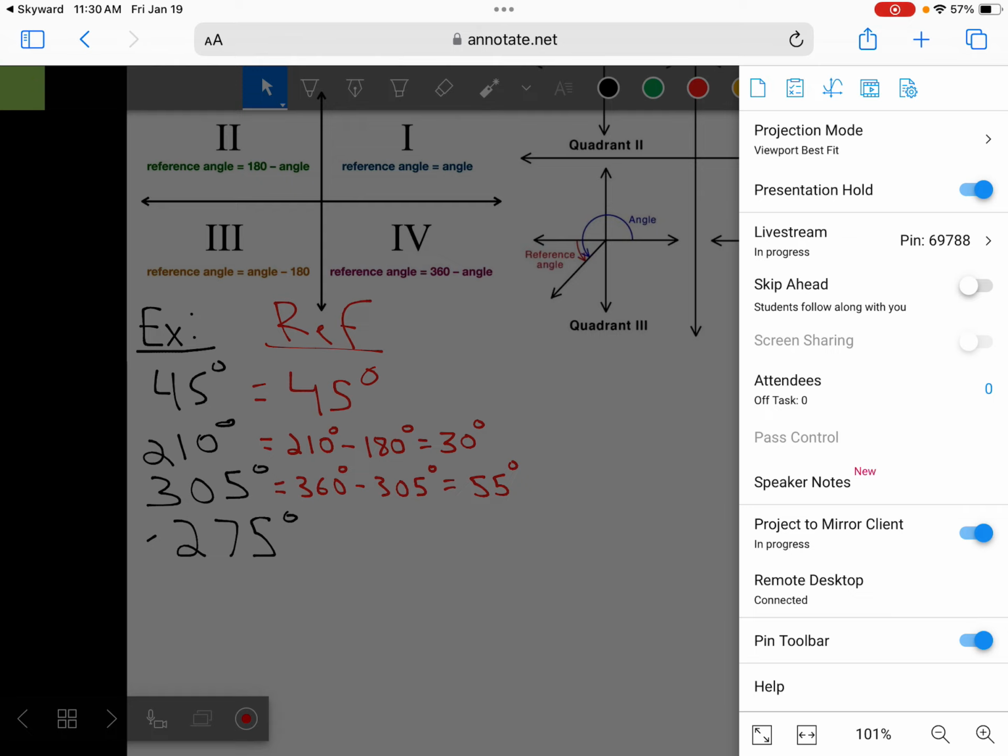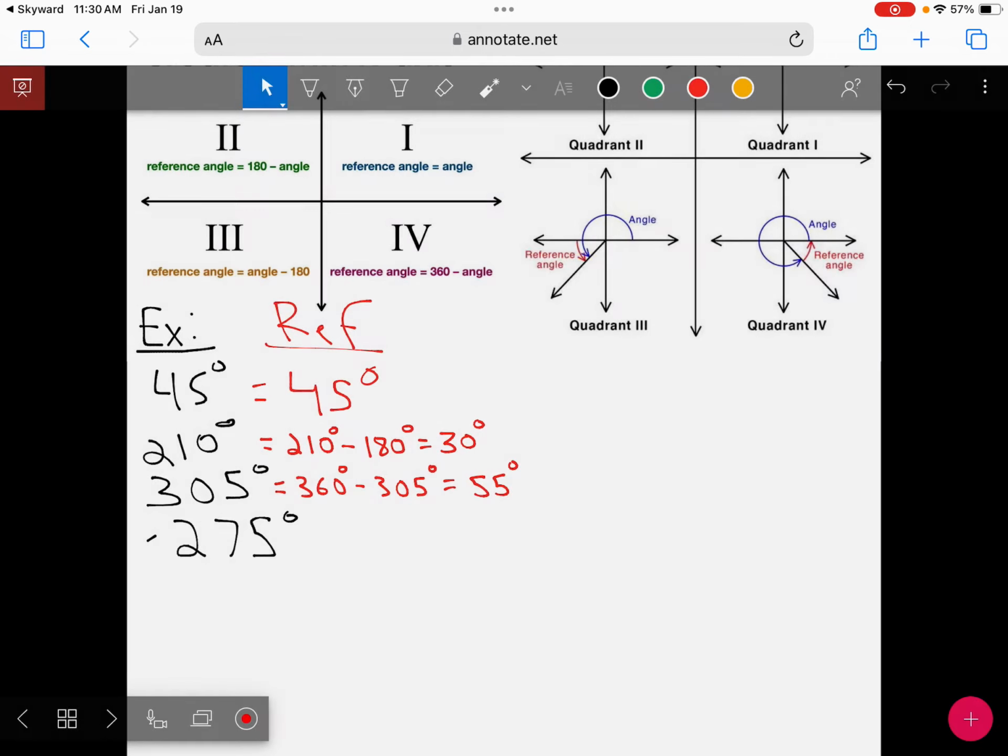All right, so what do we get for 305? You can just shout it out. 55, perfect, good. It's the difference between the x-axis and the angle in the positive direction. So in the fourth quadrant, it's going to be 360 minus 305, and that difference is just 55 degrees.